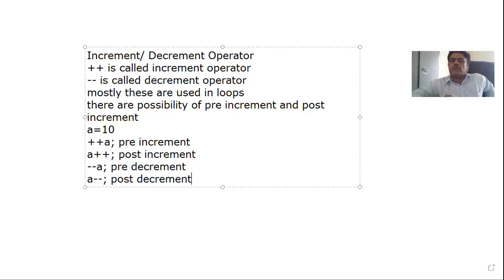So these are the concepts of increment and decrement operators in C. They are basically used in loops. Plus plus is called the increment operator, minus minus is called the decrement operator. We can do pre-increment, post-increment, pre-decrement, and post-decrement. Let us see an example through a program so that you can understand this concept more.